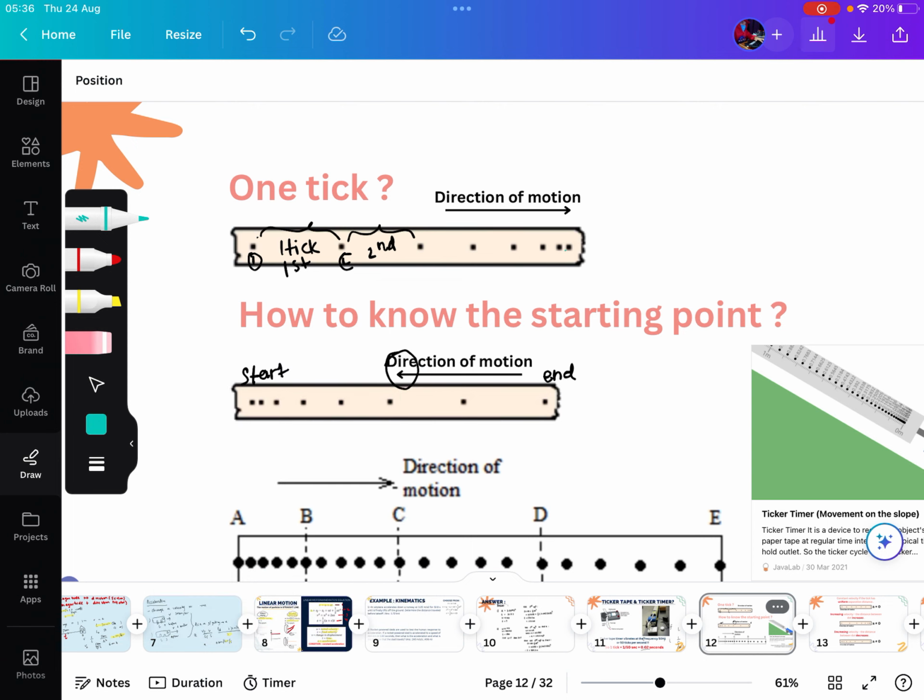And for the first case, this first diagram, the starting point is here because the arrow is indicated to the right. So the starting point is to the right. Sorry, not ending, starting. So the starting point is here, and then the ending is here.